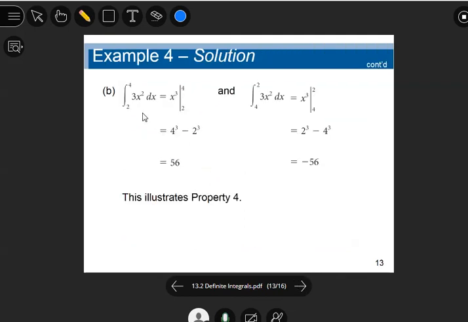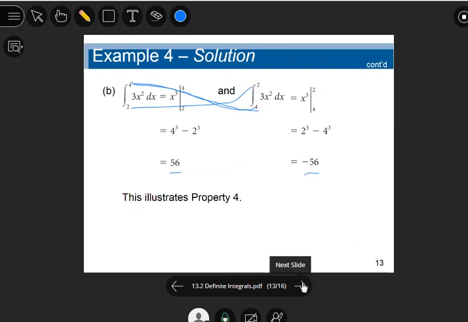And for the second problem, 3 times x to the power 2 dx. If we integrate, this becomes x to the power 3 between 4 and 2, so the value is 56. And here it is negative 56. So you can see, if we change the lower limit and upper limit, here the lower limit becomes the upper limit, and here the lower limit becomes the upper limit, then it becomes negative.